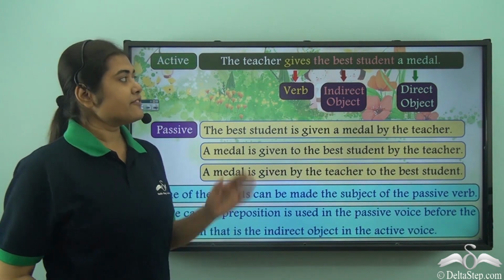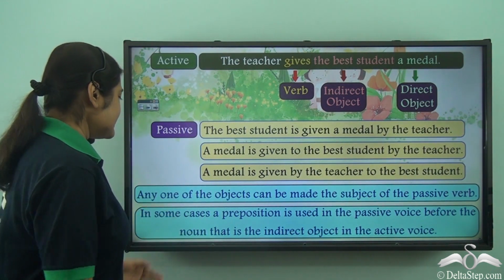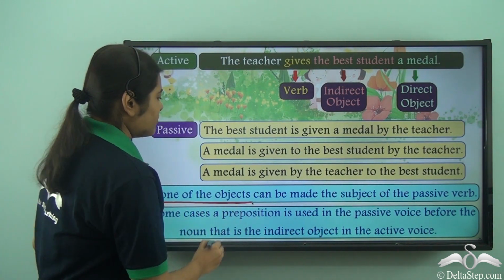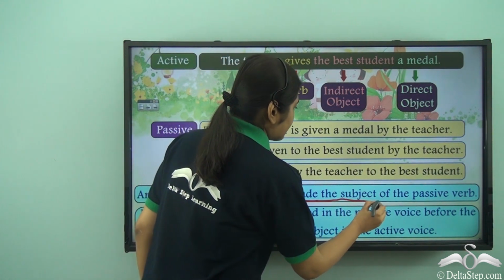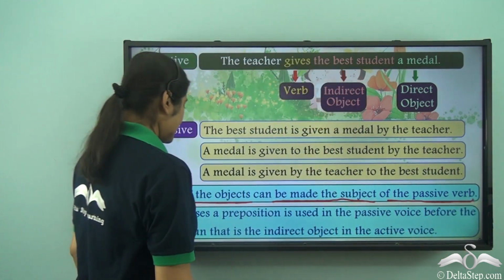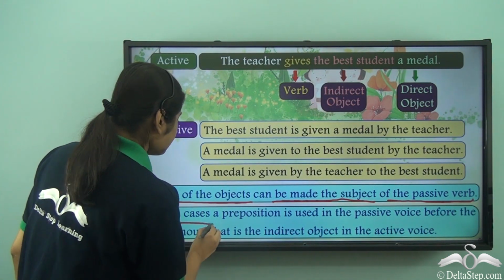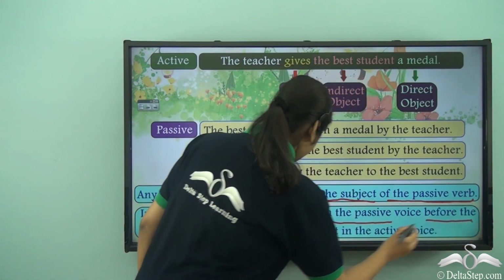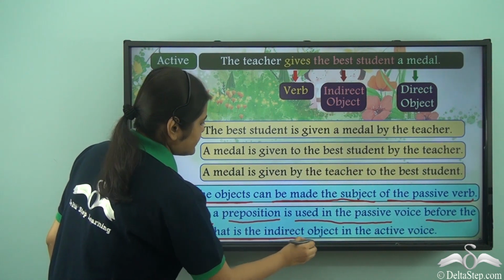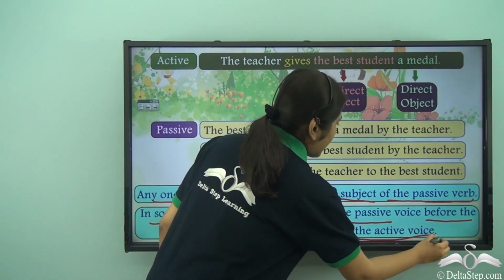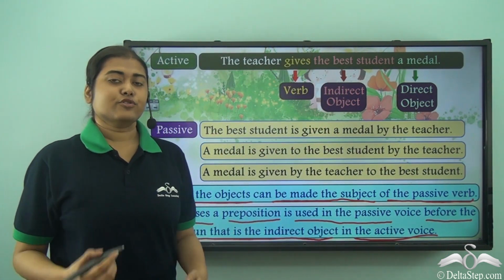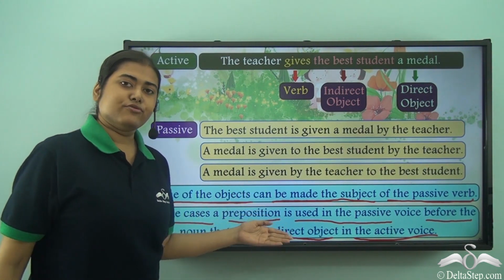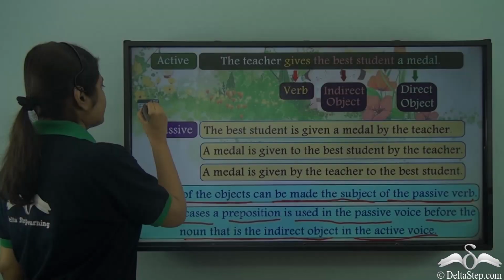So what do we see from this example? We see that any one of the objects can be made the subject of the passive verb, and secondly, in some cases a preposition is used in the passive voice before the noun, that is the indirect object, in the active voice. So we have to remember these rules very carefully.